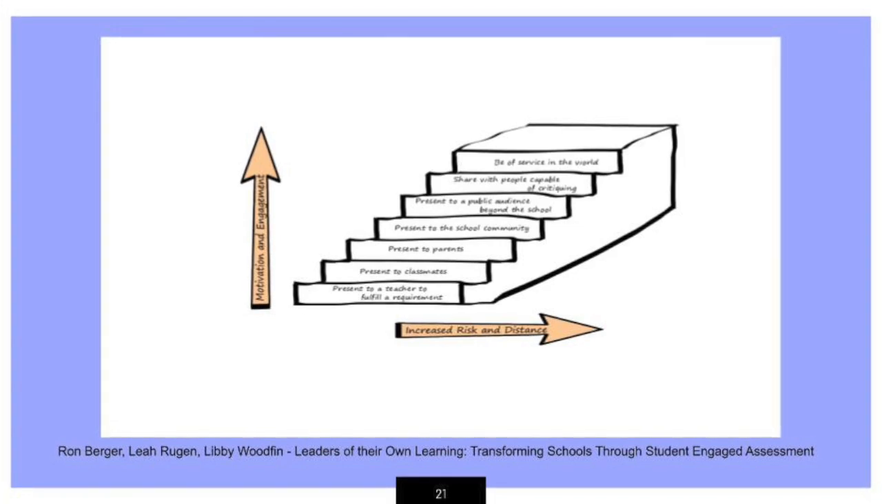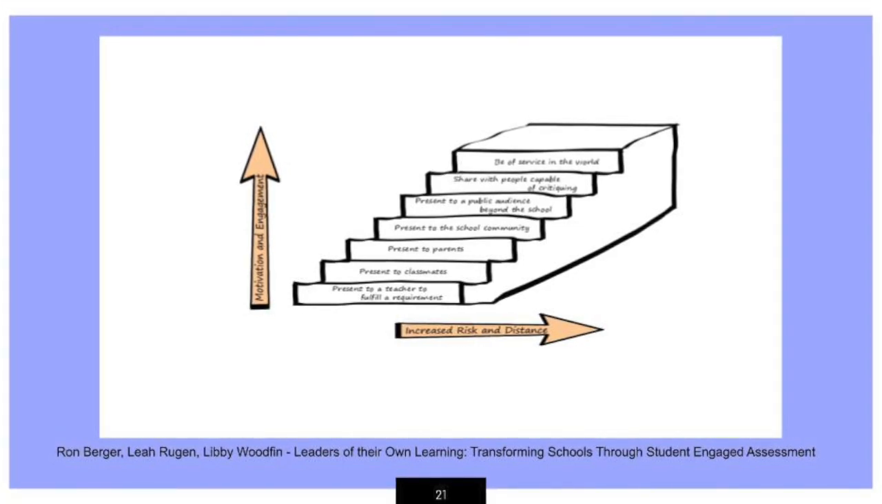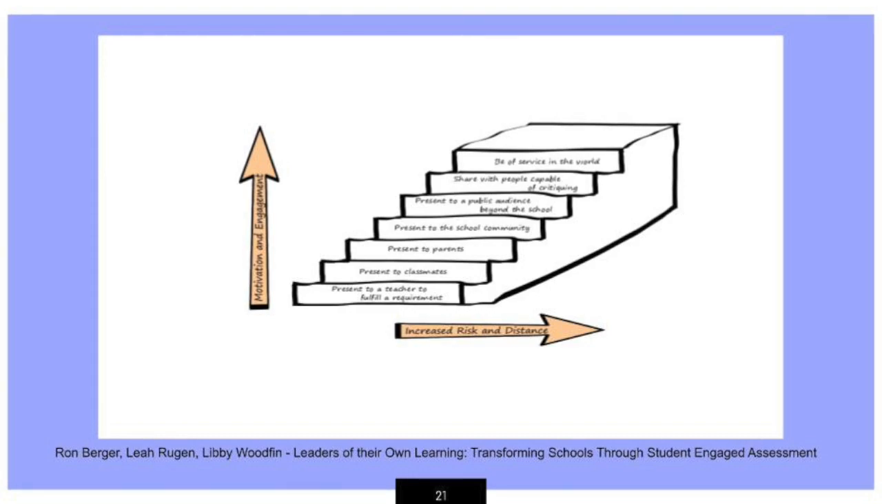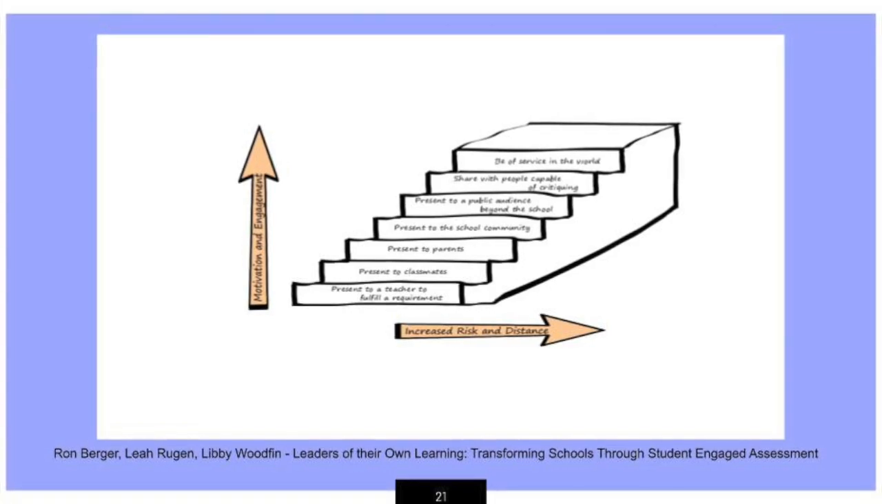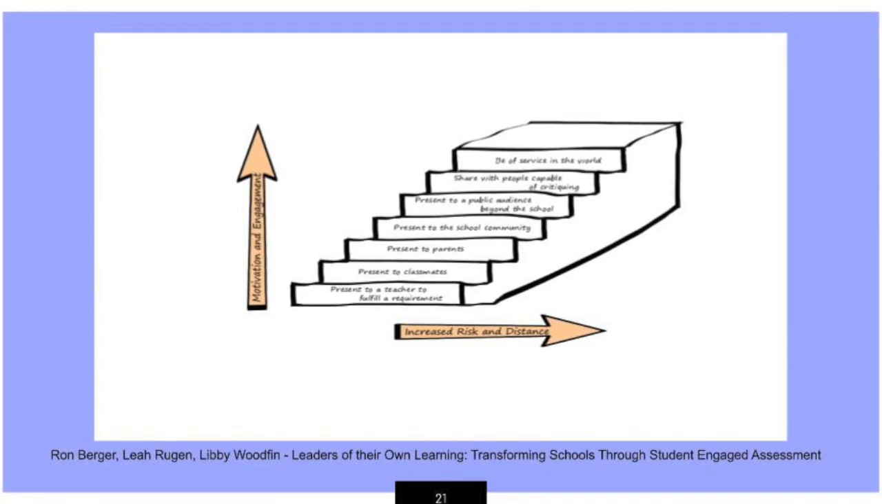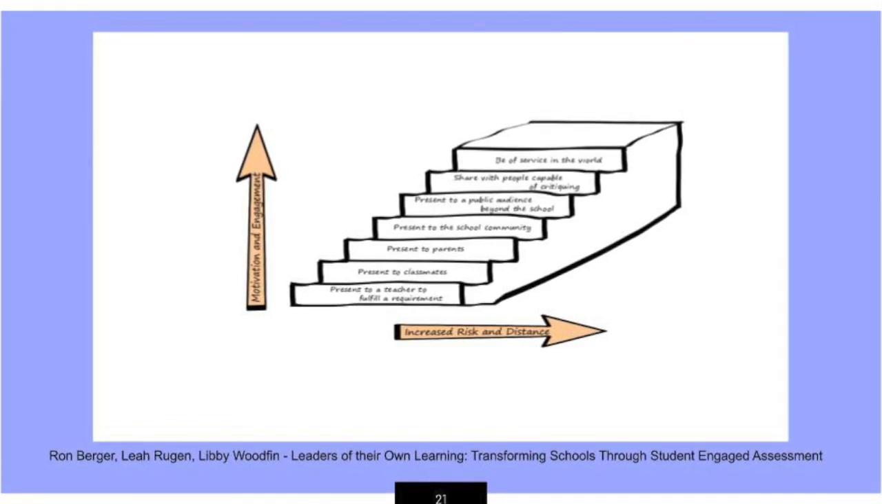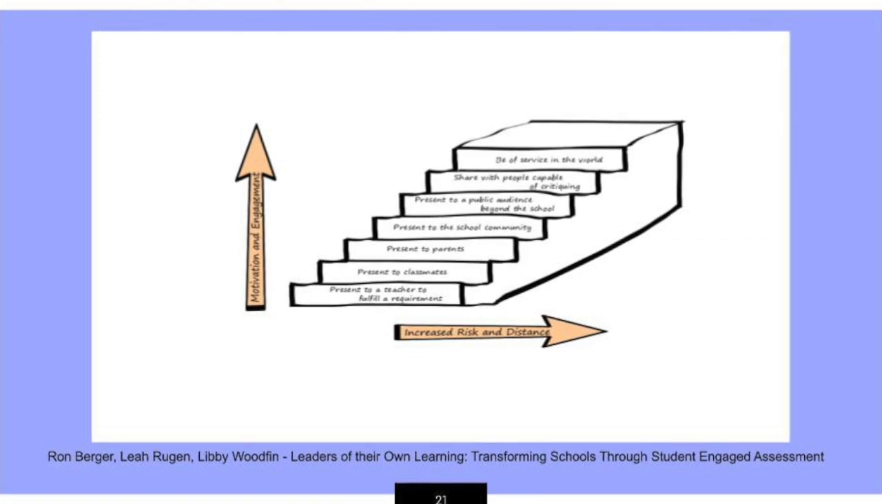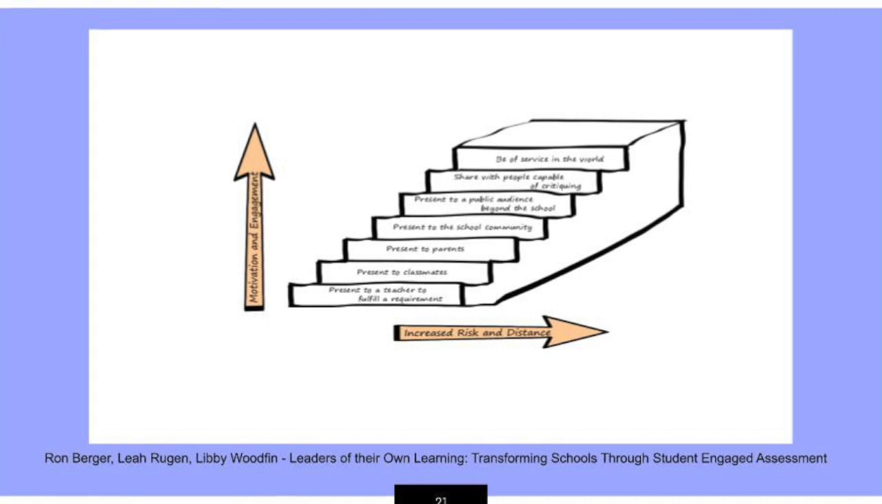And so for this project, if you look at the steps, it said present to a teacher to fulfill a requirement is the lowest one. And they said just by using the online community, they presented to their classmates, but not just in front of a class in a presentation, there was dialogue, and I think that was a really important piece.